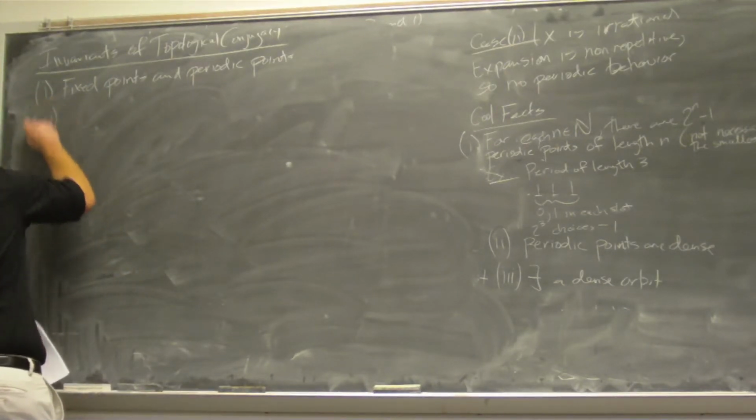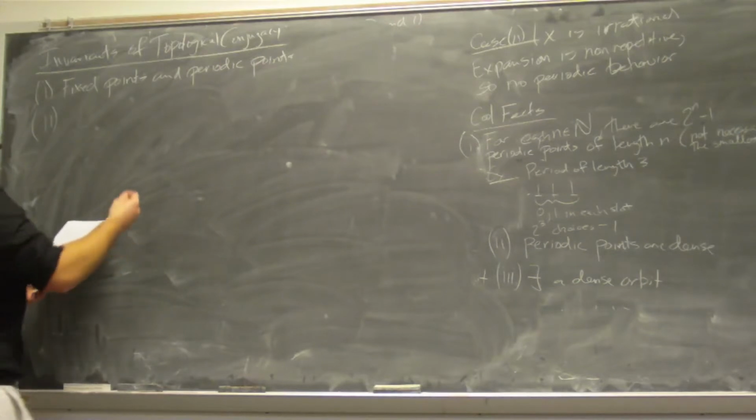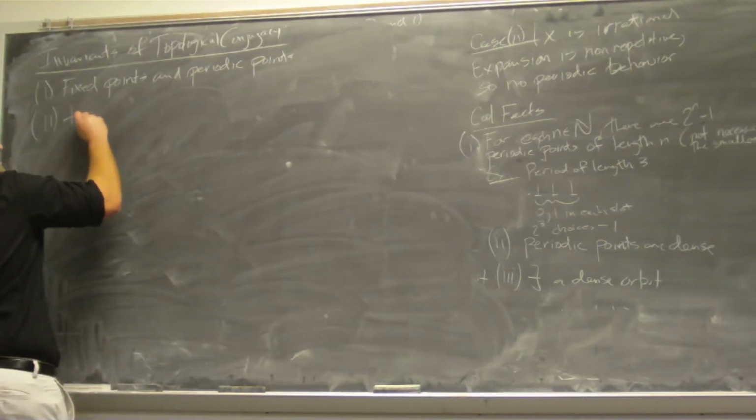The second thing is something that I mentioned in one of the problems, but I didn't give its actual definition. It's called topological transitivity.